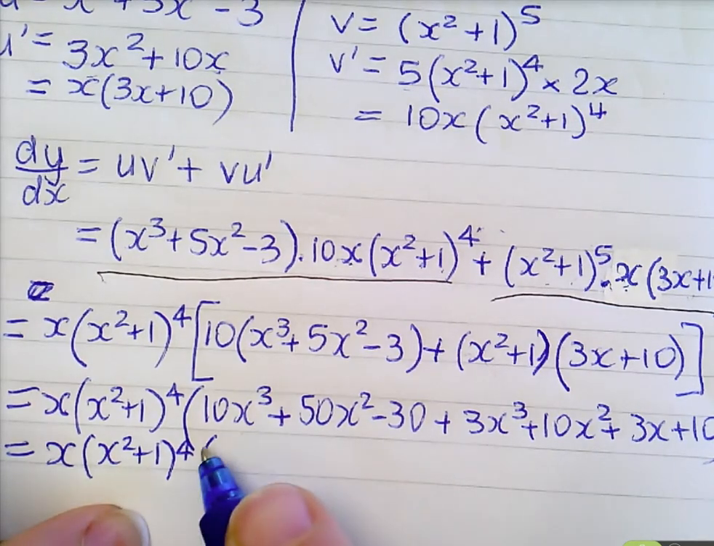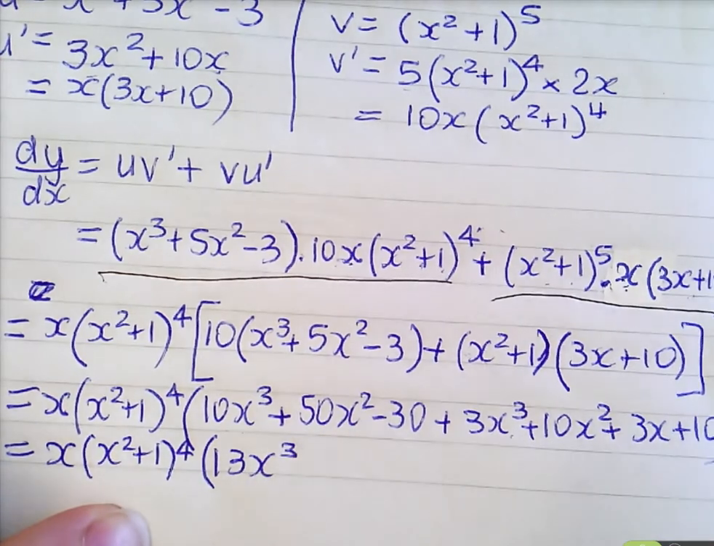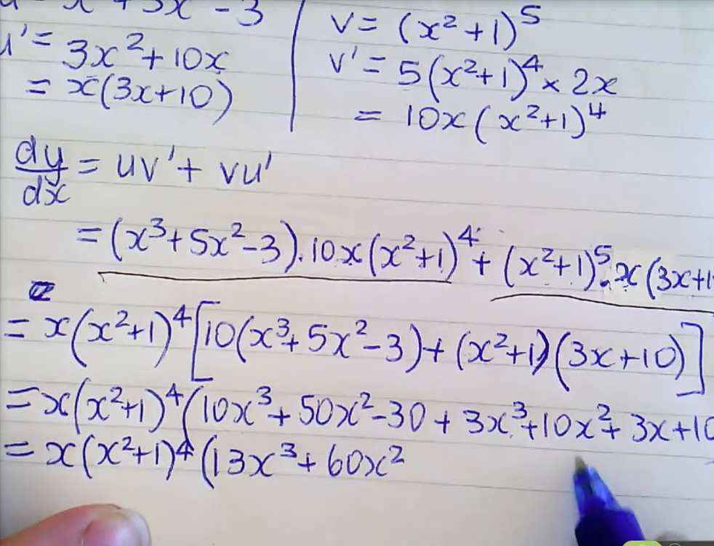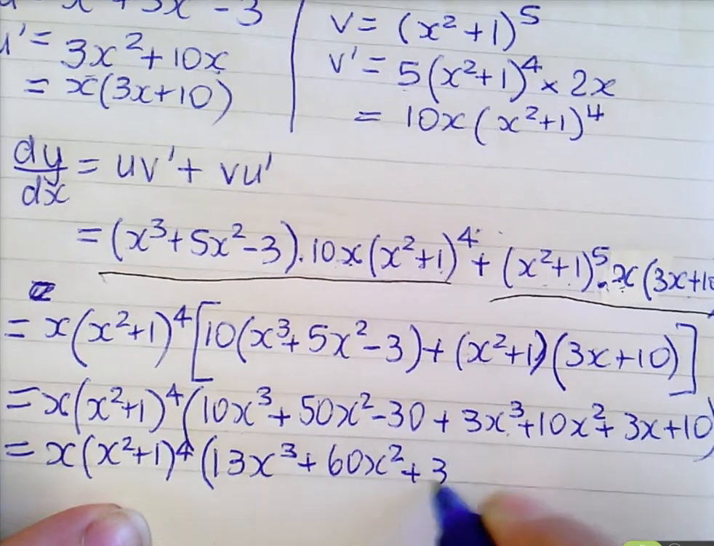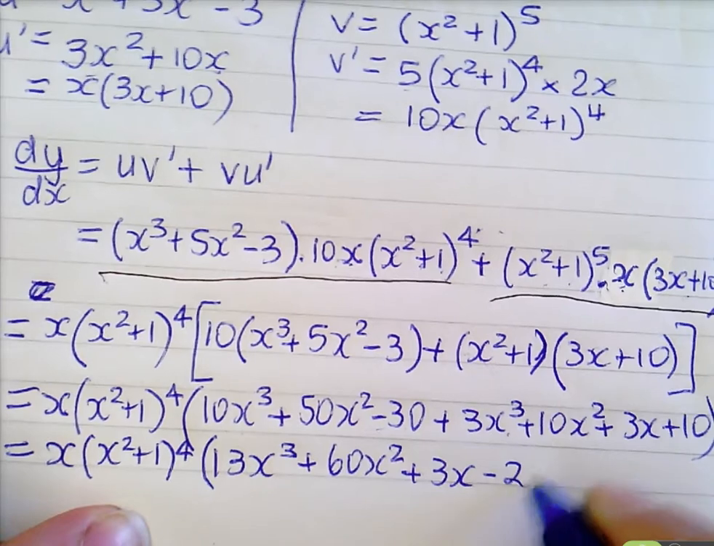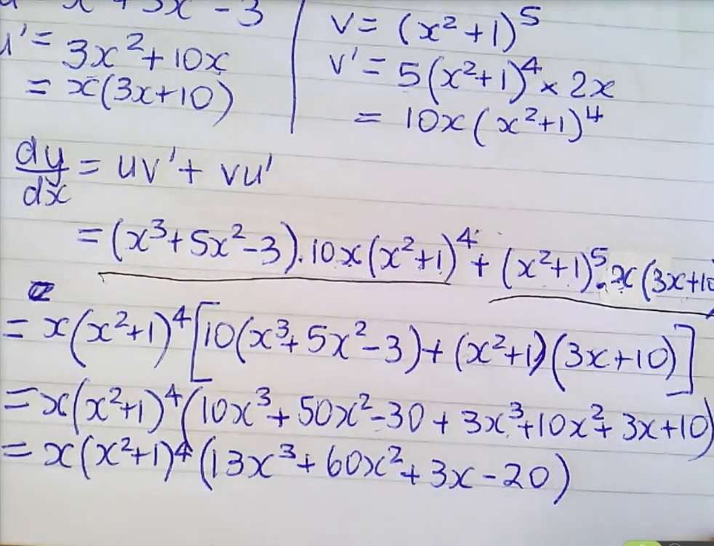Now let's collect like terms. 10x cubed and 3x cubed is 13x cubed. Let's look at the x squareds. Plus 60x squared. Any normal x's? 3x. Minus 30 plus 10 is minus 20. And we're done. It's a lot of work. So girls, a fair bit of work.